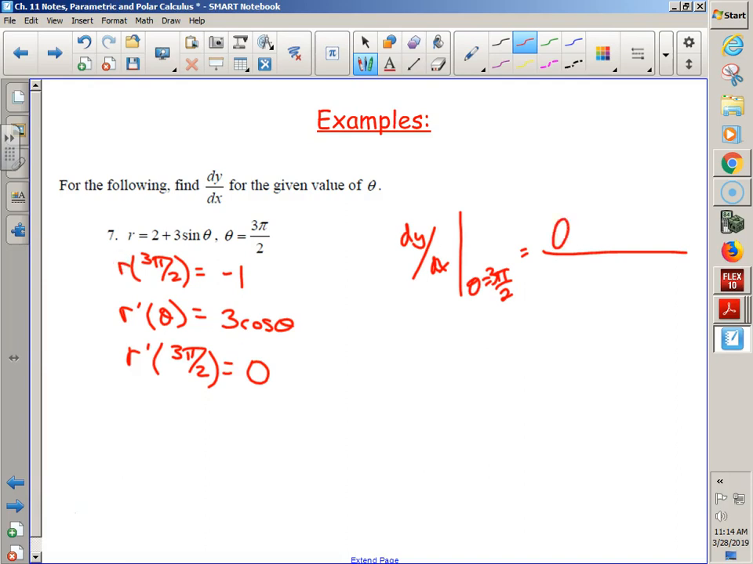So r prime is 0. So do I even need to worry about who's cosine, who's sine? And then r is -1. And then this one ends up being, is it cosine over sine? Except I can actually plug in, right? Because cosine of 3 pi over 2 will be 0, and sine will be. But there are different ways of getting there.